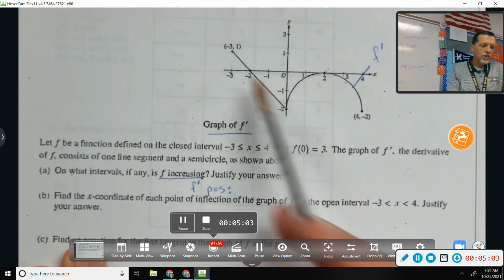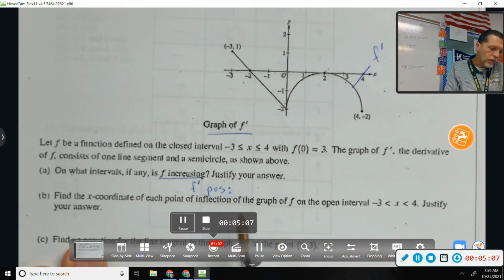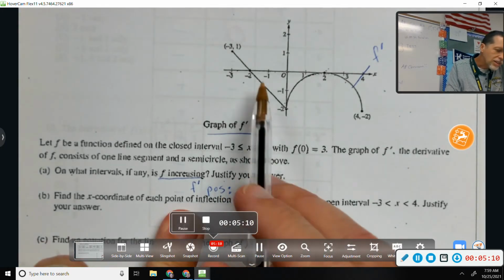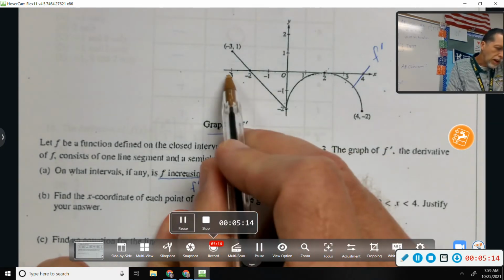So don't just start looking at the graph and guessing. Justify first, and then that tells you what to look for. So f prime is positive from -3 to -2.